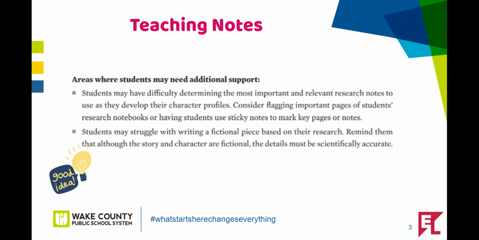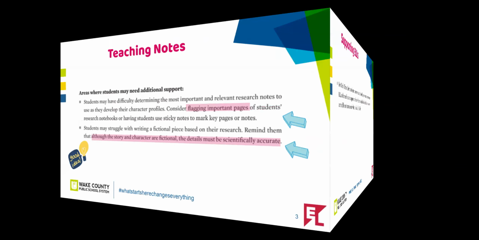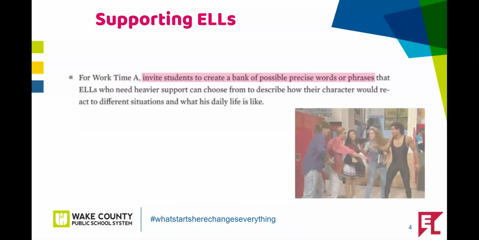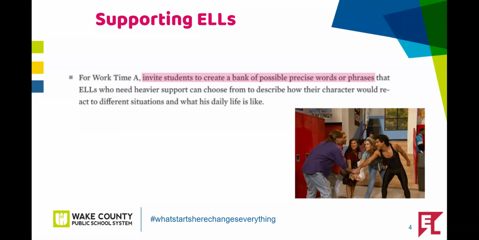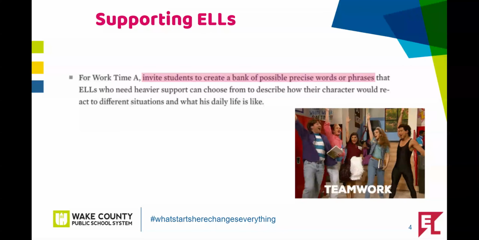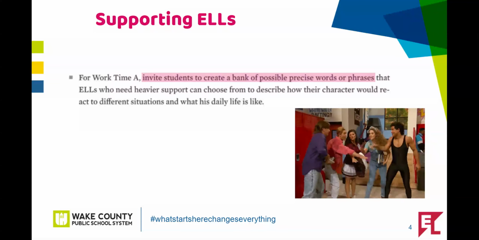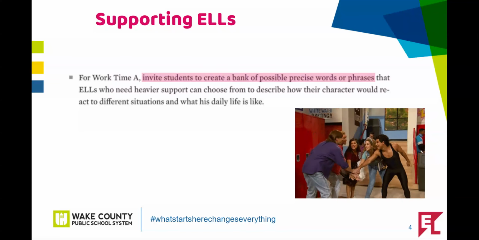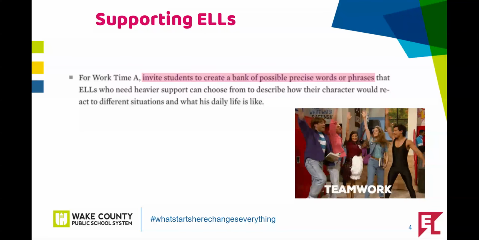If students have trouble finding the most important pieces of their research, consider flagging specific pages for them to go back to reference. Remind students that even though they get to make up their own story, the details must remain scientifically accurate. In other words, even though it did not happen, we have to make sure that it could. You might want to have your students create a list of precise words or phrases to use for their animal. This way, students who need heavier support can have a resource to use, and it helps reinforce that your classroom is a community that helps everyone find success.